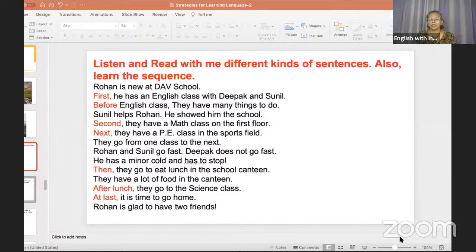Okay. Sandeep, everything was wonderful, but the only thing I noticed is when you say DAV school, or when you said PE, you are taking a long pause when you are using these words. You need to say it quickly. For example, Rohan is new at DAV school. Okay, ma'am. DAV school, not D-A-V school, right? And then PE, not P-E, do you understand what I'm saying?